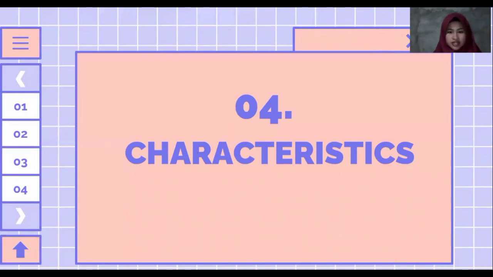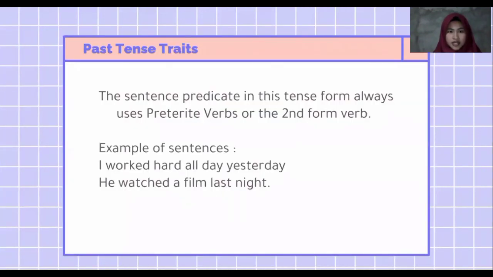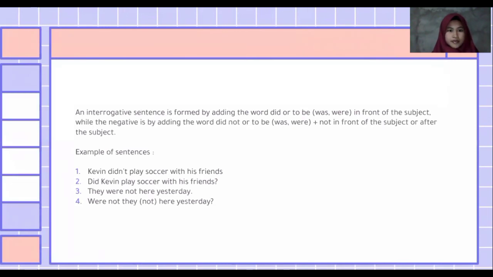Four, characteristic. The sentence predicate in this tense always uses the preterite verb, or the second form verb. Example sentences: I worked hard all day yesterday. He watched a film last night. An interrogative sentence is formed by adding the word did or to be, was or were, in front of the subject, while the negative is formed by adding did not or to be, was or were, plus not, after the subject.